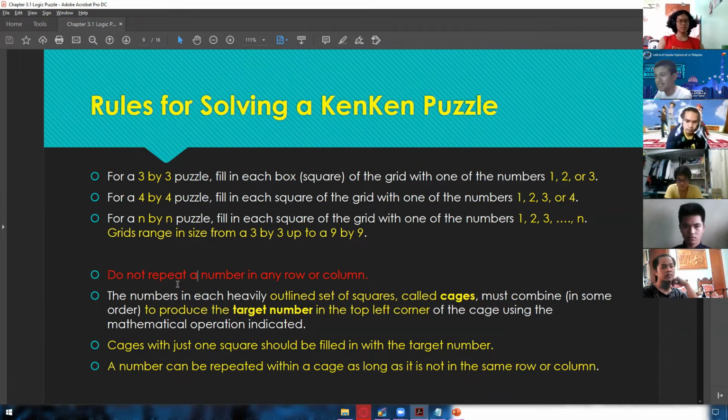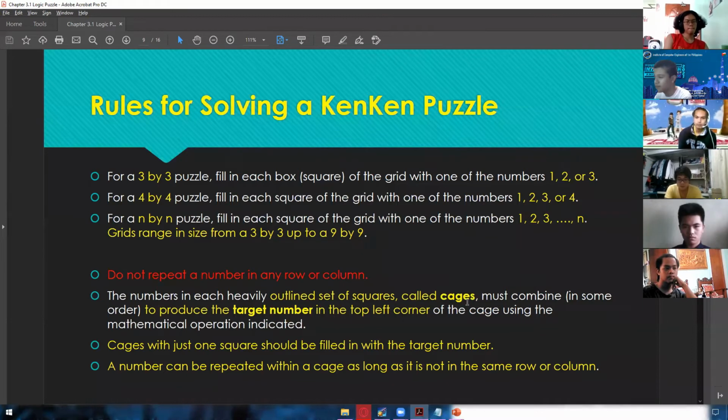This is the main thing you need to remember: do not repeat a number in any row or column, the same as Sudoku. Now this is the new thing in KenKen. The numbers in each heavily outlined set of squares are called cages. The numbers must combine in some order to produce the target number in the top left corner of the cage, using the mathematical operation indicated. Cages with just one square should be filled in with the target number. Later on, you will see what this means. A number can be repeated within a cage as long as it is not in the same row or column.